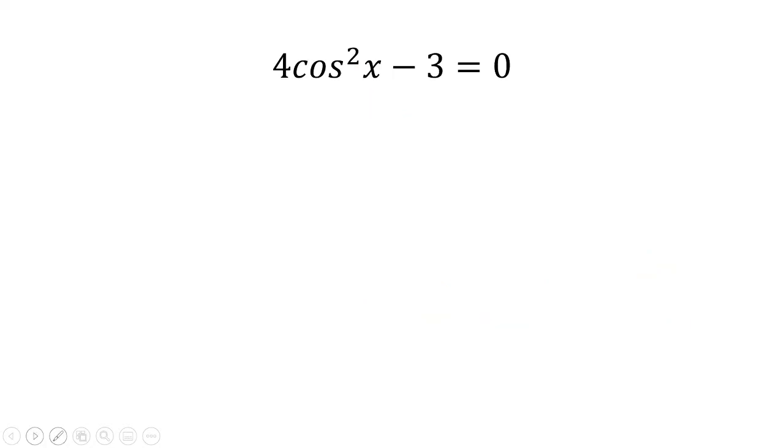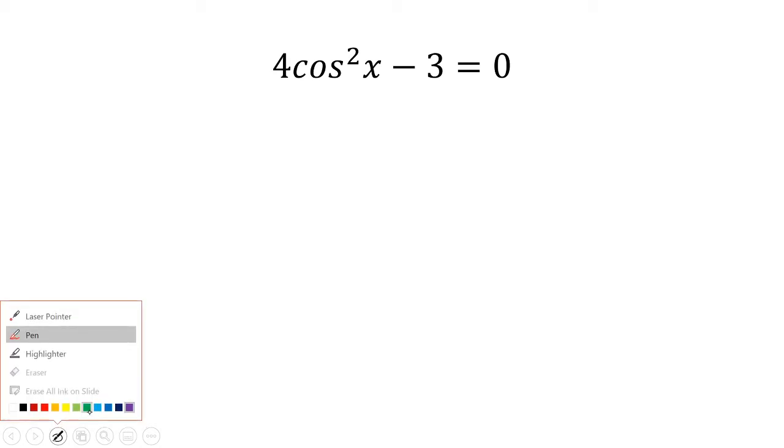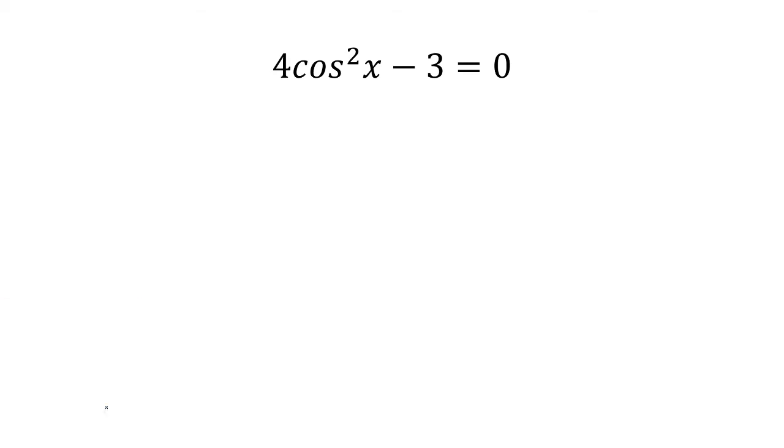All right? Here's another one. Very, very similar to the last one. No secrets here. The first thing we're going to do is add that 3. So we'll get 4 cosine squared x equals 3. Next thing we'll do is take the 4 and divide both sides by 4. So we get cosine squared x equals 3 over 4.